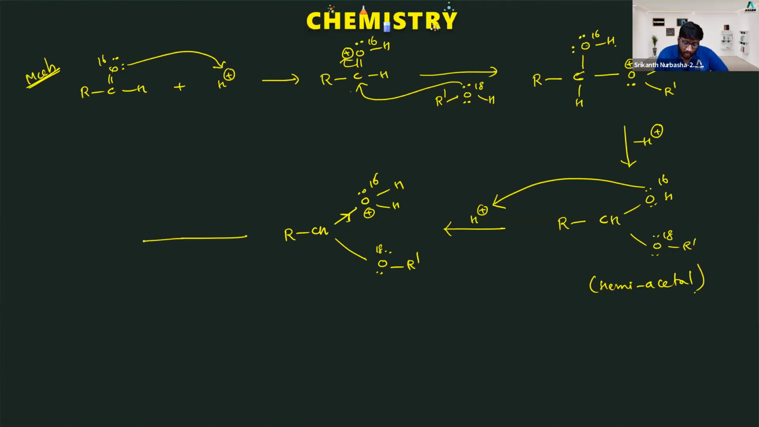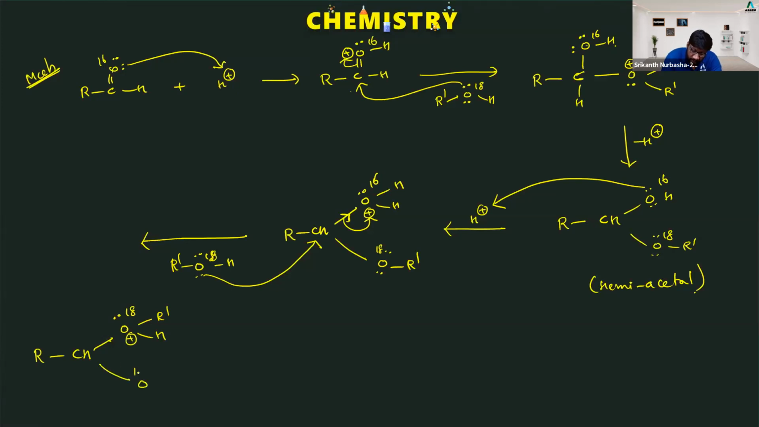So what happens now? The alcohol R dash OH, what is that oxygen? O18 oxygen. So R dash, this oxygen is O18. R dash OH, this is alcohol. From that alcohol, the lone pair of electrons on oxygen will be attacking this particular carbon. This CO electron density is given to oxygen, generating RCH, which is actually connected to oxygen. Oxygen will have only one lone pair now, and it is O18 oxygen. It is connected with the R dash group as well as hydrogen and a positive charge. It is also connected with the other side O18 oxygen, two lone pairs and R dash.